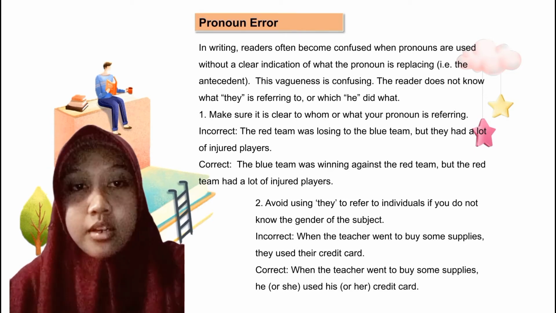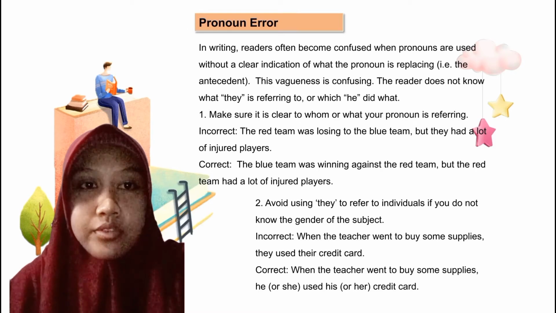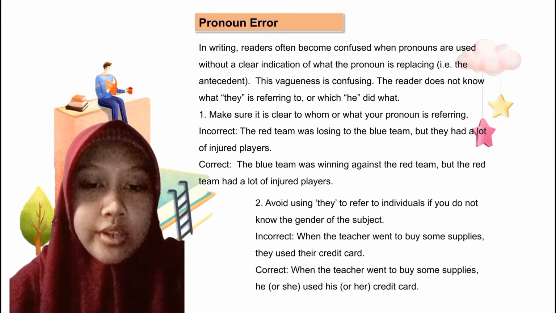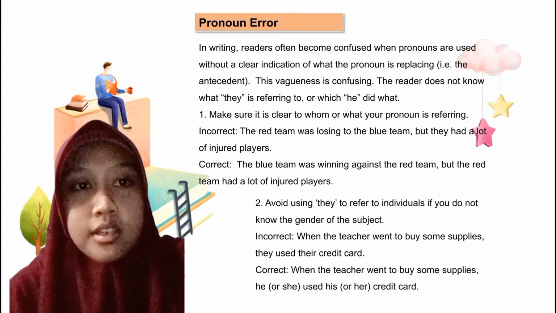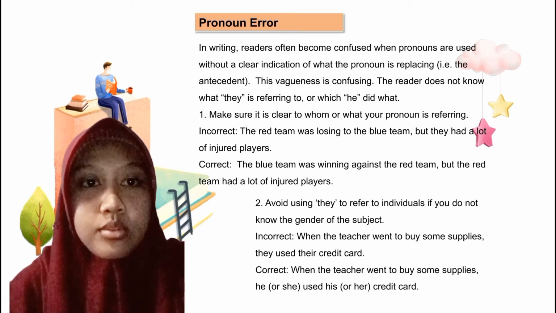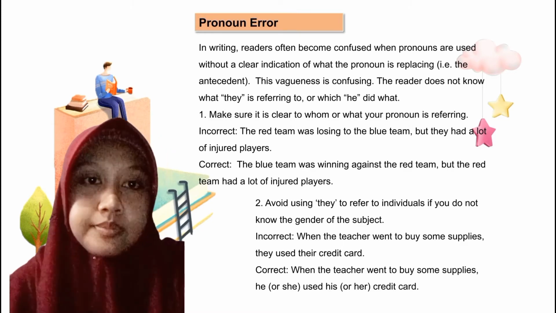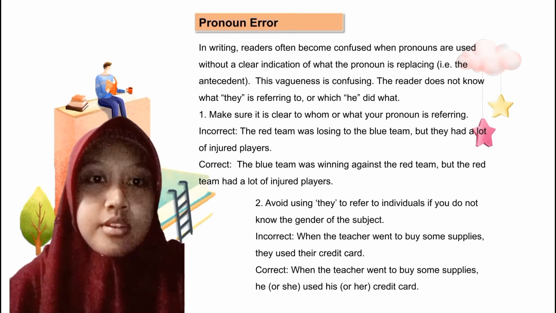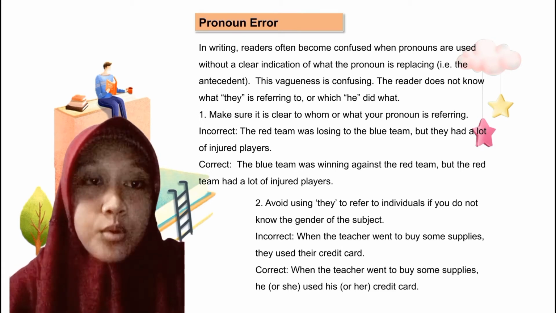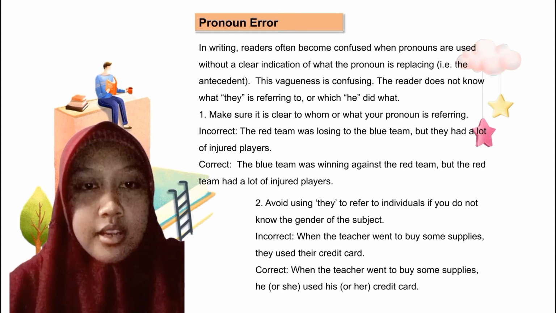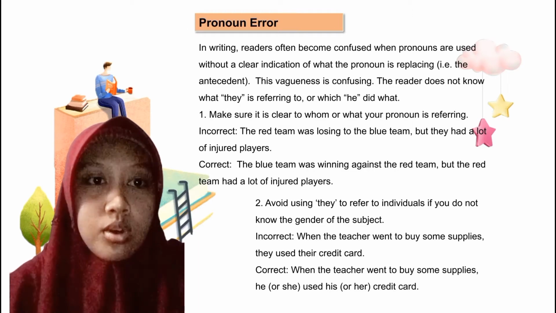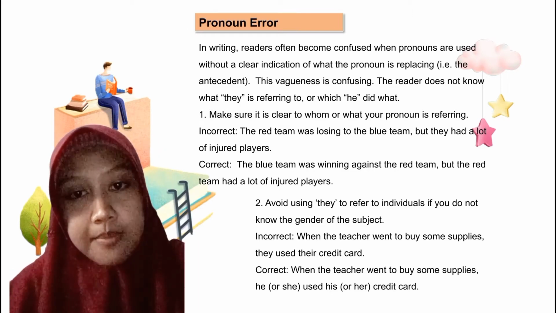I want to explain about pronoun errors. In writing, readers often become confused when pronouns are used without a clear indication of what the pronoun is replacing. The reader does not know what they is referring to or which he did what. To fix the pronoun error, first, make sure it is clear to whom or what your pronoun is referring. Second, avoid using they to refer to individuals if you do not know the gender of the subject.